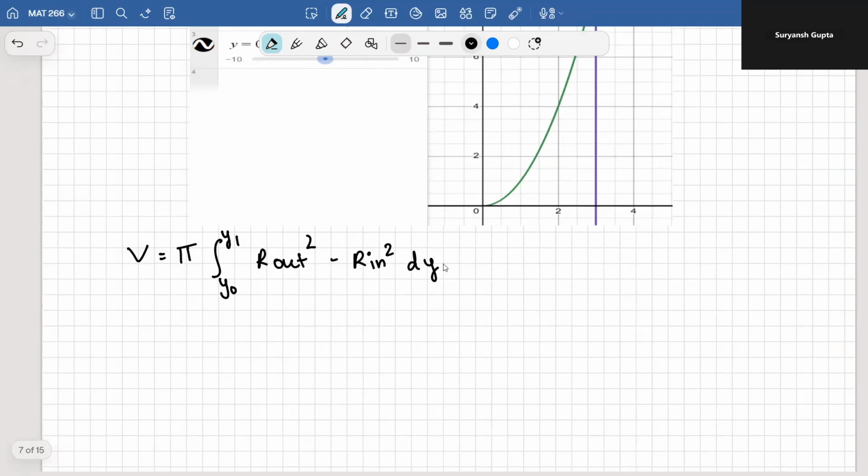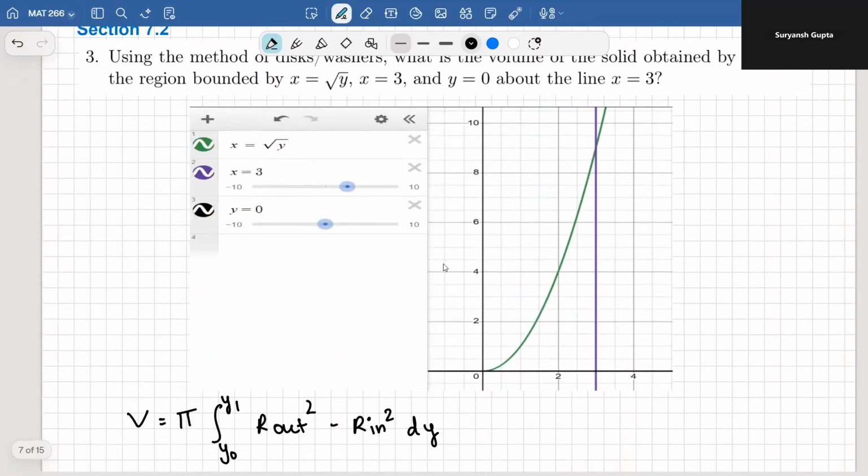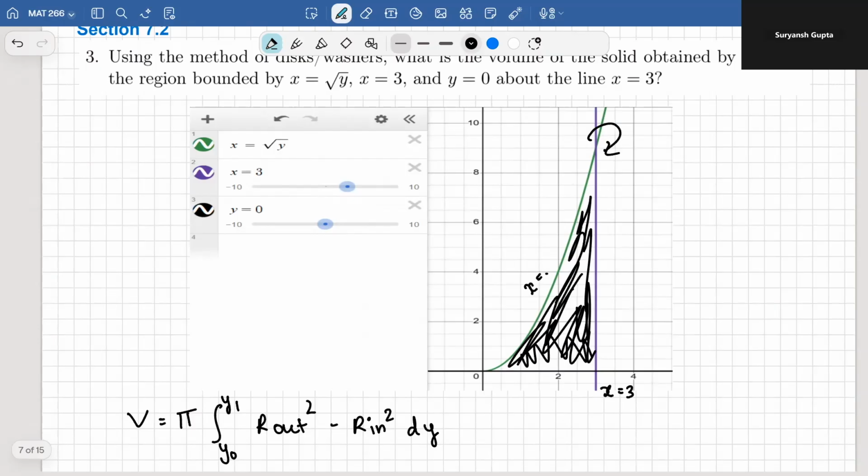I already have a photo of the graph here from Desmos. Again, it's advisable to have a graph, so it's easier to find out what my radii are in this question. To begin with, let's shade the region of the area it's asking us about. So that is this region here. We have to rotate it about the line x equal to 3. So this is x equal to 3. This curve here is x equal to root y, and y equal to 0 is just the bottom line here.